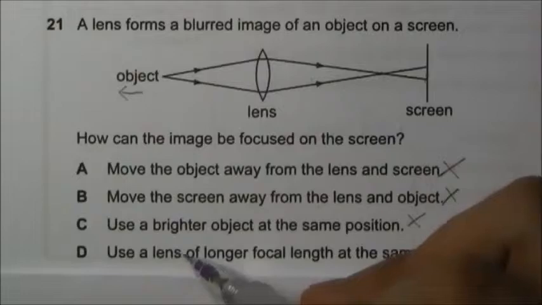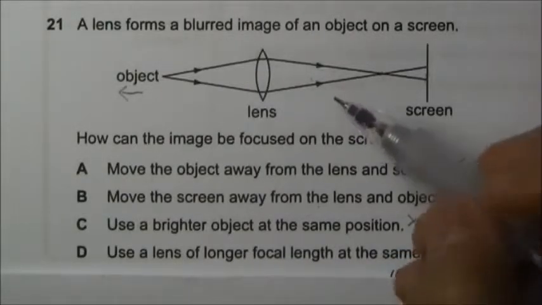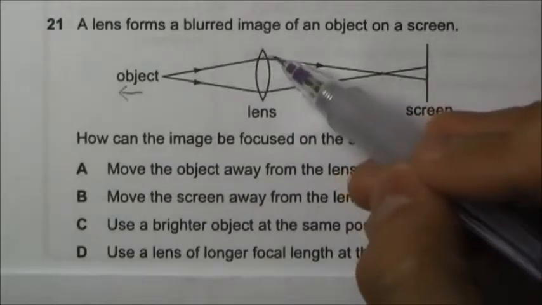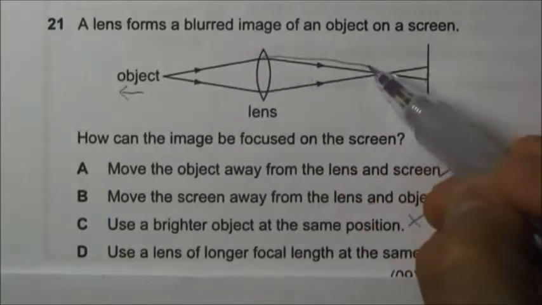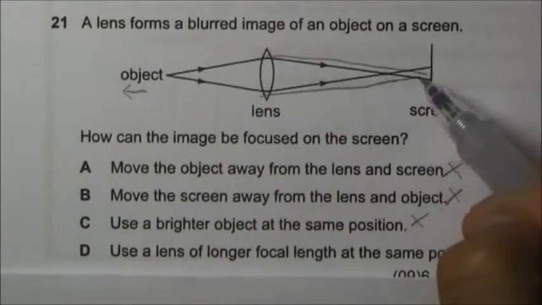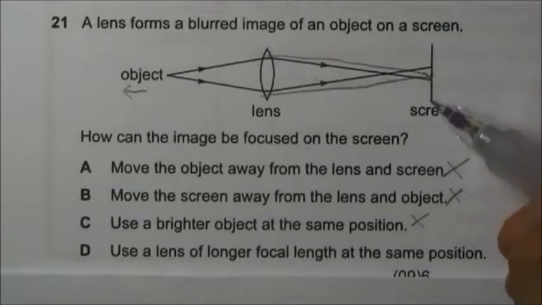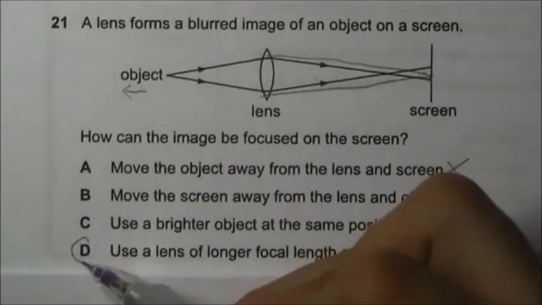Using a lens of a longer focal length at the same position, that means the light rays will converge at a later time, something like this. So this will help the light rays to intersect at the position of the screen. So D is the correct answer.